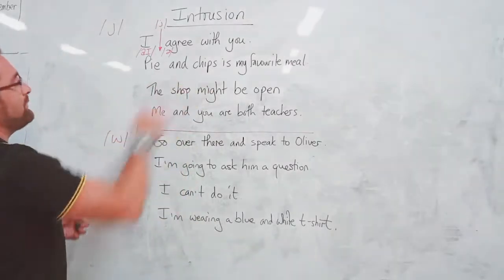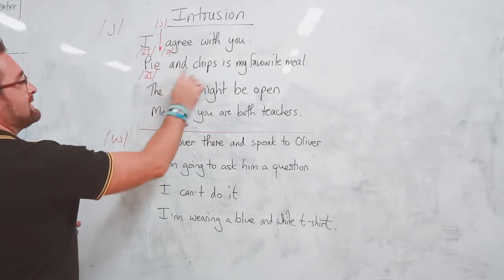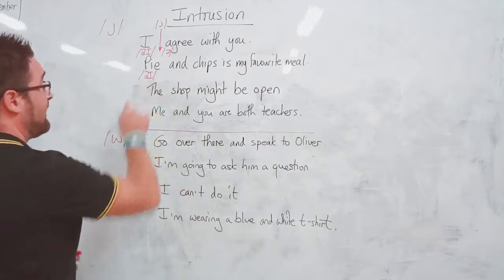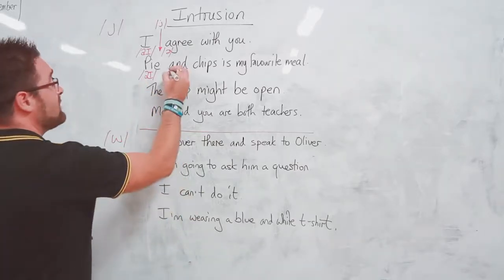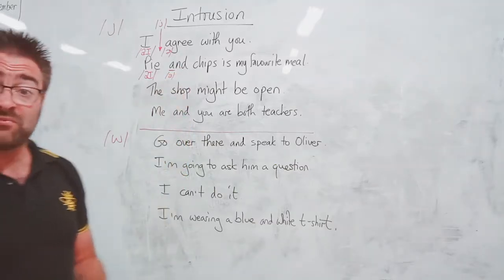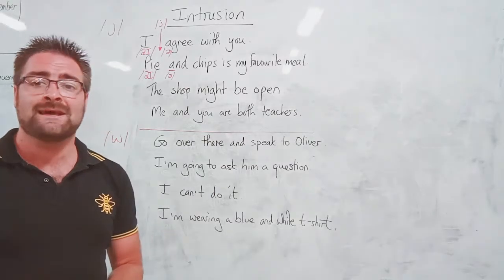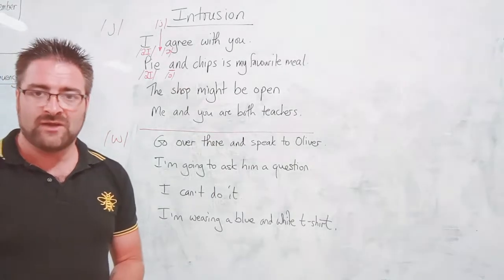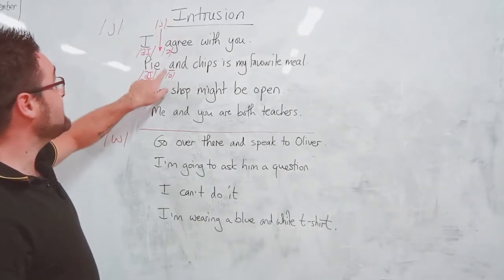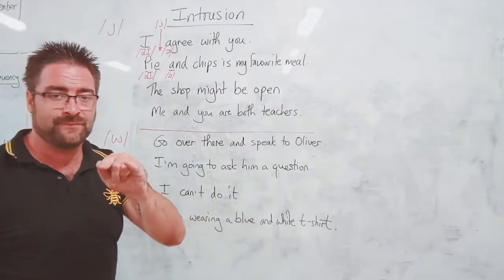You can see another example here. Pie and chips is my favourite meal. Here is your sound I, and at the beginning of the next word, again, we normally pronounce this as a schwa when we speak quickly. So pie and becomes pie-y-and chips. The y has jumped into the middle to help us to connect these two words.